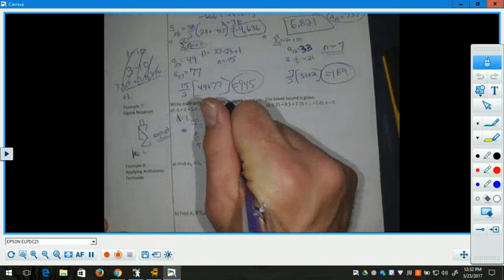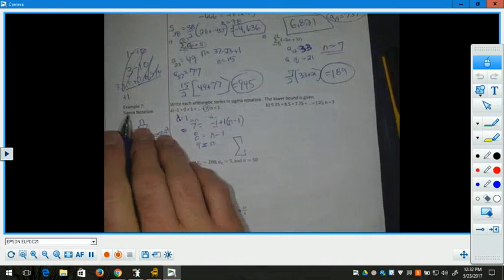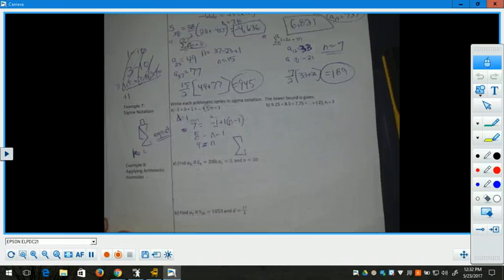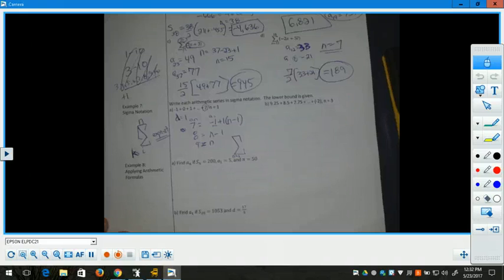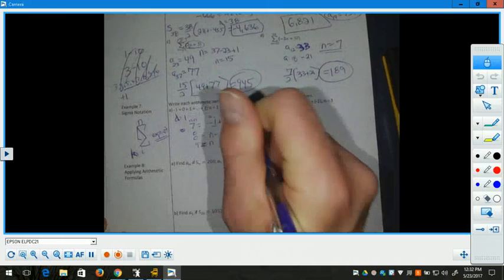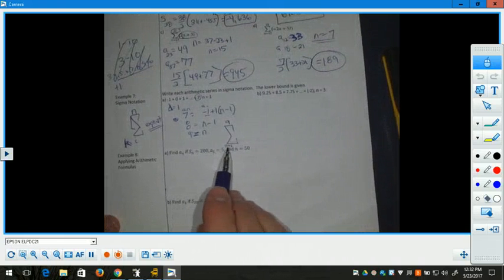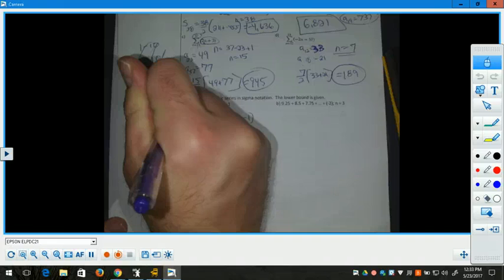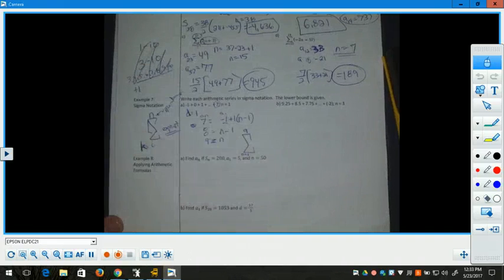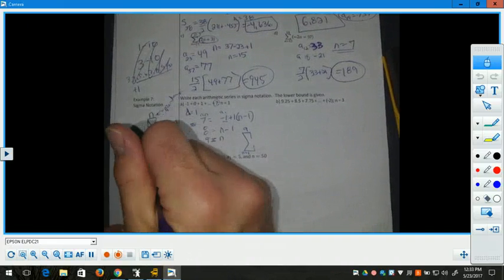So far, our rule, our sigma notation for this arithmetic series starts at n equals 1 and goes all the way up to n equals 9. So now we've got our lower bound, this is called our lower bound, and our upper bound. This is the upper bound, and this is the lower bound.